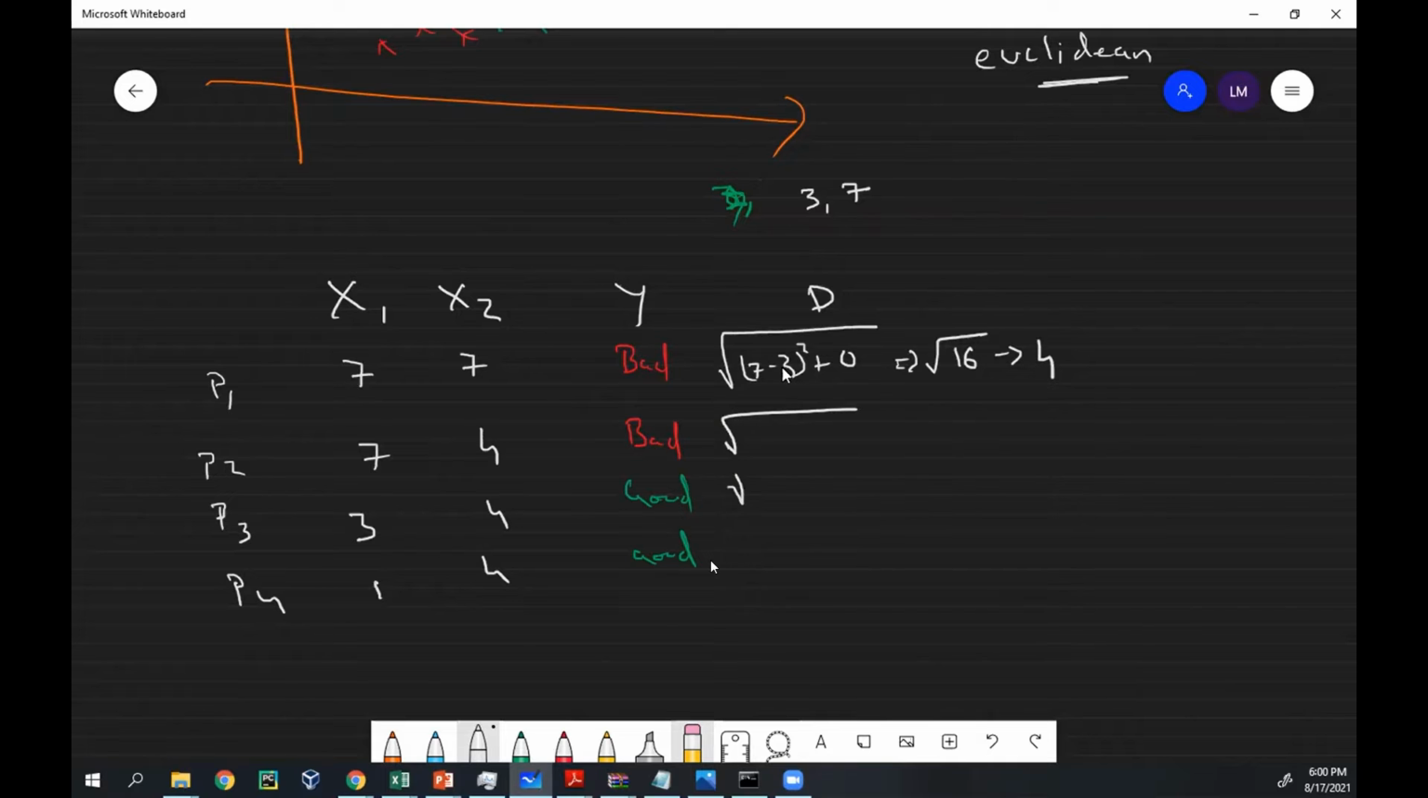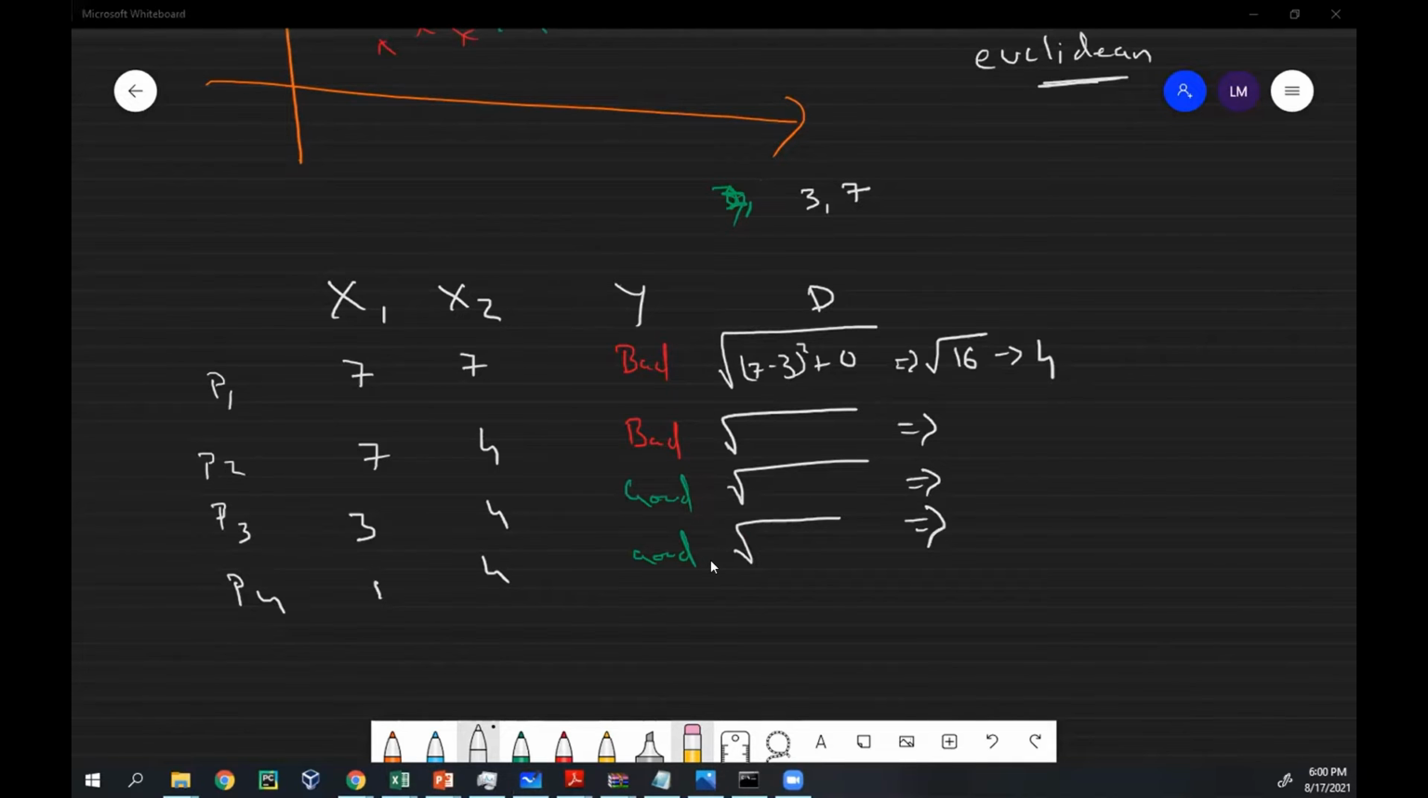Can you guys let me know the values for the rest of the 3 data points? Just calculate it and let me know what the values are. I'll be back within 2 minutes. Let me know what the distances are and which are the nearest distances to this point 3,7.